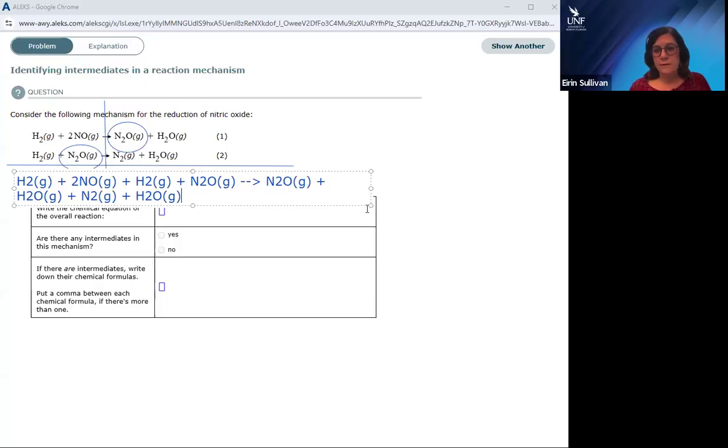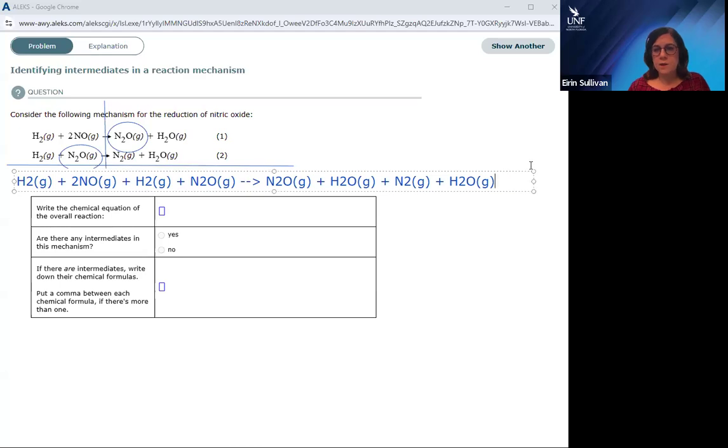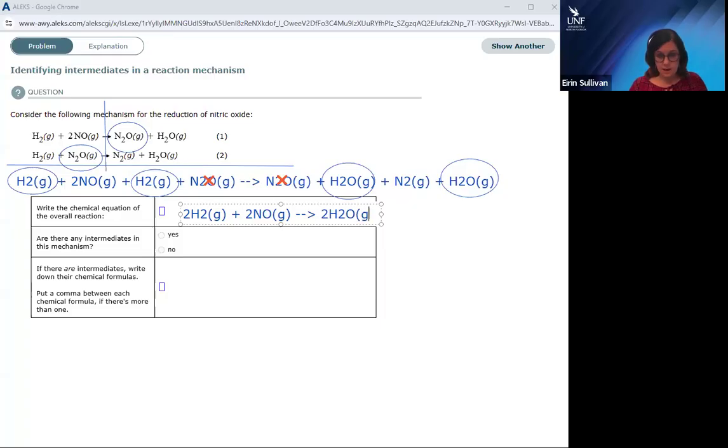We can simplify this quite a bit. Our intermediate, N2O, is going to cancel out on both sides, since it appears on both sides of the equation. We can also gather like terms, but to do so they have to be exactly the same formula and state of matter. So we can gather our hydrogens on the left side and our waters on the right side. My overall equation is going to be 2H2 gas plus 2NO gas, forming, since the intermediates have cancelled, 2H2O gas plus N2 gas, and you can check that; it should be beautifully balanced.